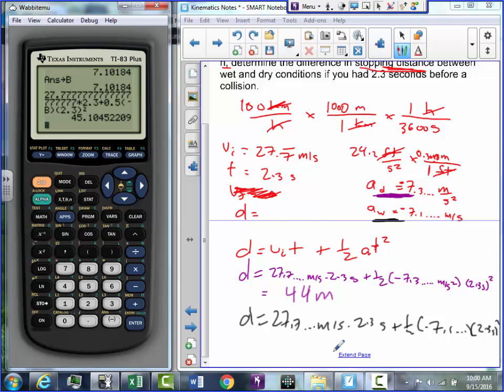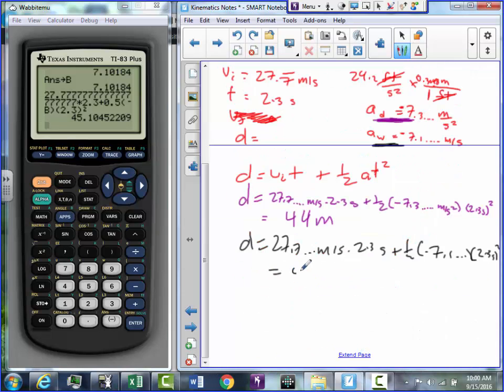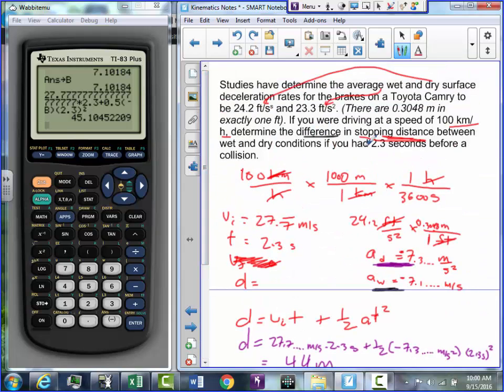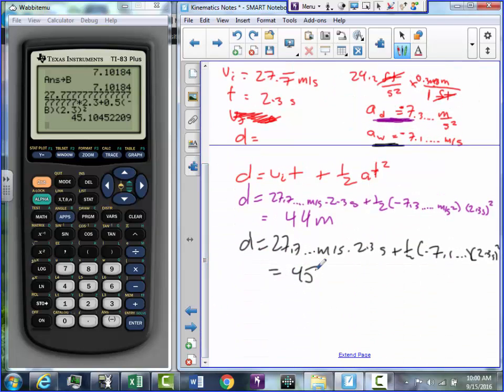So last thing we should do then is this was like 45 meters. The question actually says, what's the difference in stopping distance? So now we need to subtract those. So 45 meters minus 44 meters means you need 1 meter extra, I guess.